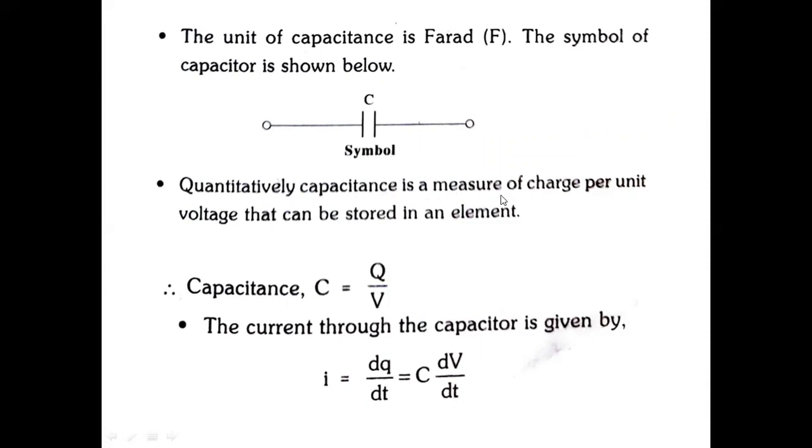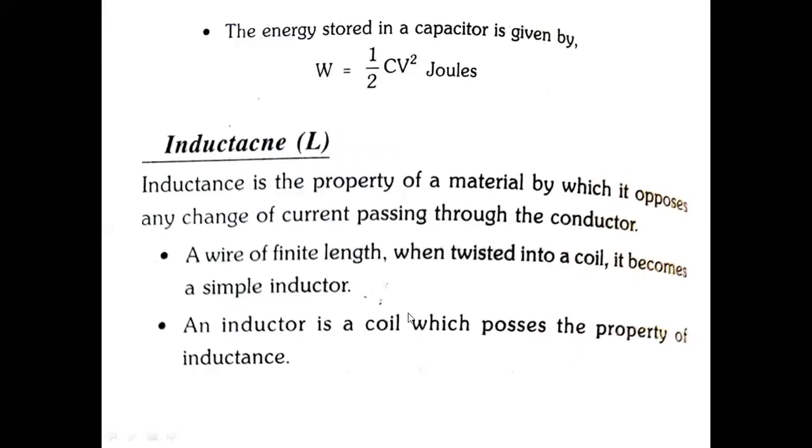Quantitatively, capacitance is a measure of charge per unit voltage that can be stored in an element. So capacitance is given by Q by V. The current through the capacitor is given by I equals dQ by dt. From the above equation, you know that Q equals CV. So by substituting this, you get C into dV by dt. The energy stored in the capacitor is given by W equals half CV squared joules.